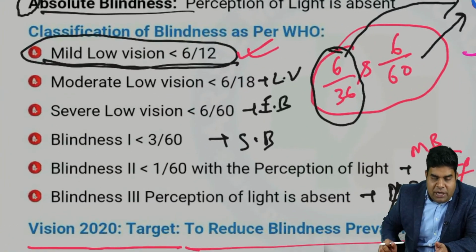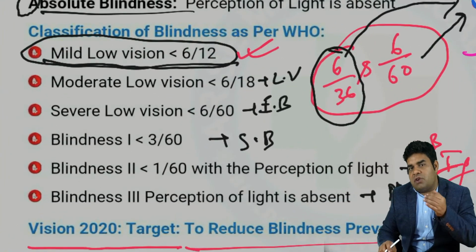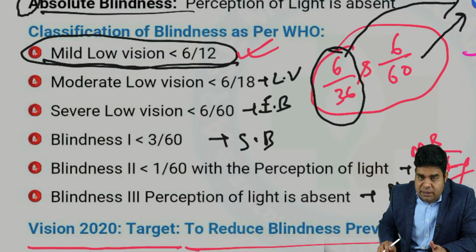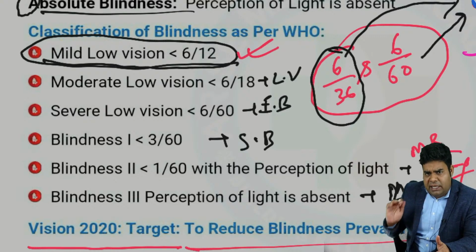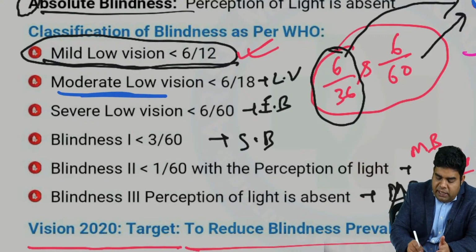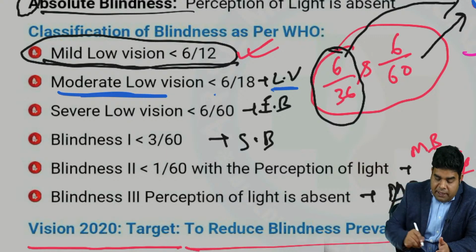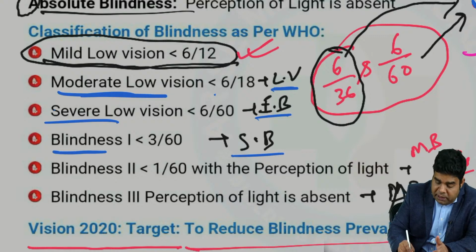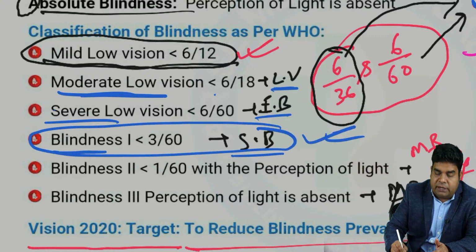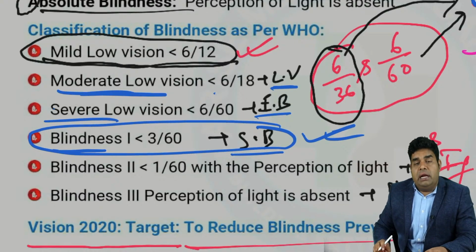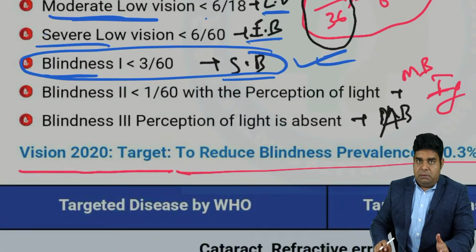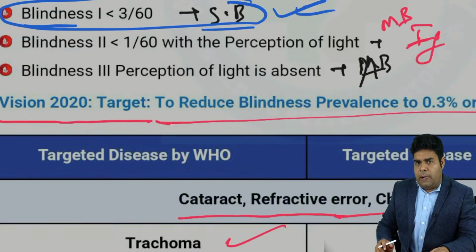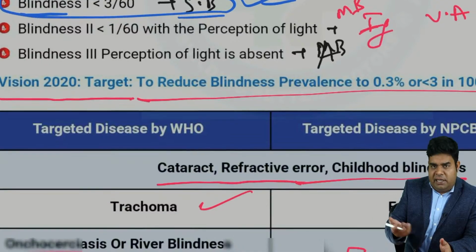Now the WHO classification has one extra point, mild low vision. Mild low vision is when it is less than 6/12. One extra added. After this, everything is the same. Moderate low vision is the low vision of India, less than 6/18. Severe is economical. Blindness is social blindness. Do remember this point. Even if you forget all things, do not forget what social blindness is. Then less than 1/60 is blindness category 2, which we call manifest. And blindness category 3 is absolute in India.